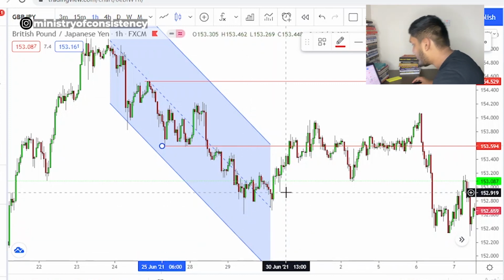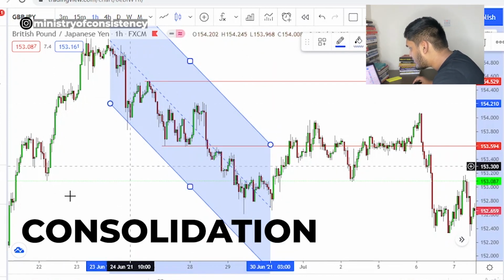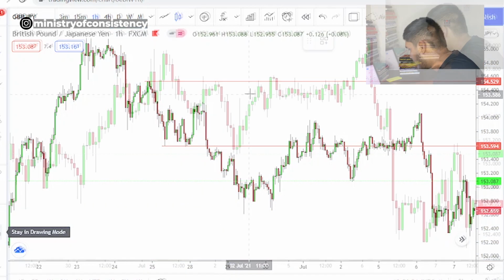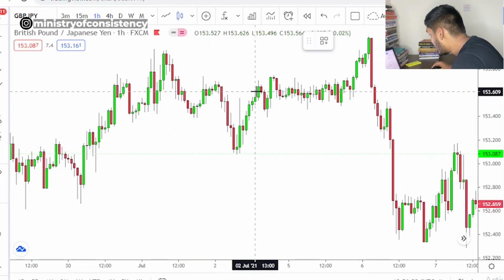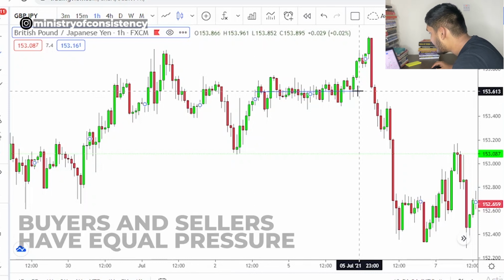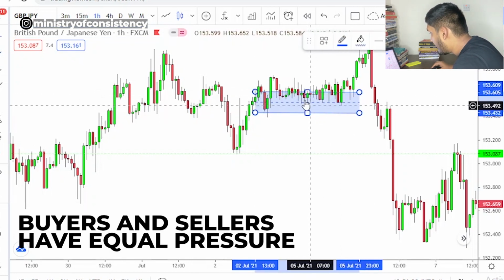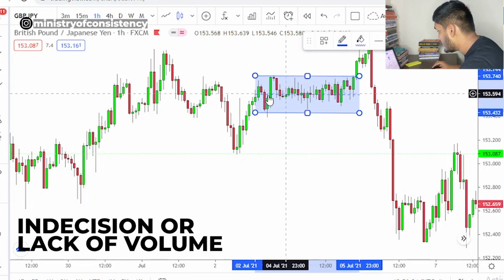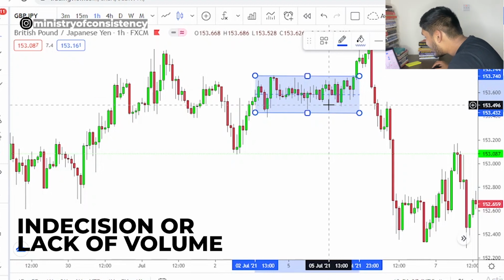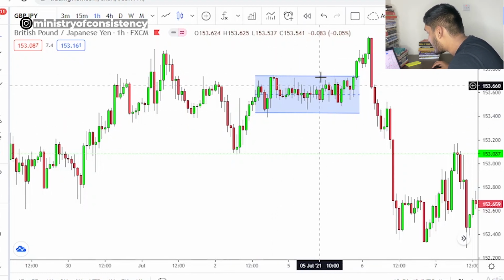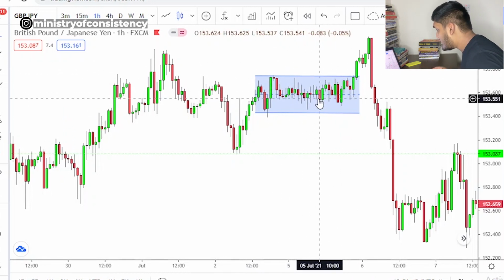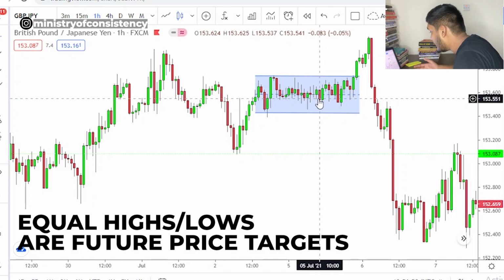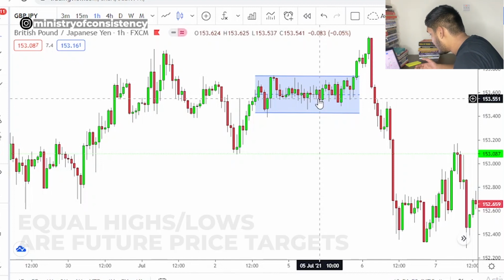The third and final type of market structure is called your sideways trend or your consolidation. The best example to look at a sideways trend or a consolidation is this here. This is where your markets are actually setting up buyers and sellers, and both of them have equal pressure or there is lack of liquidity or volume. This is where the markets are having indecision. Here we see that the markets are actually consolidating or moving in a sideways trend. These are very important ranges for future reference videos because these are what we like to call equal highs and lows, which are future price targets.